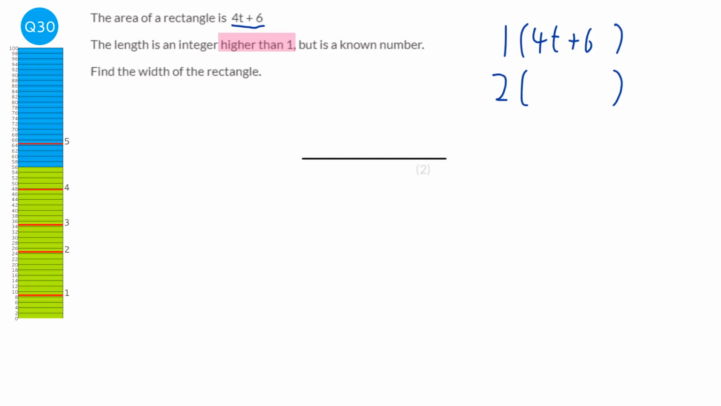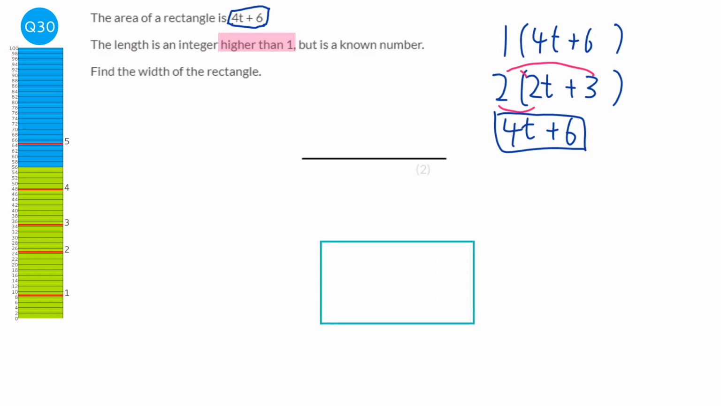2 times 2t is 4t, and 2 times 3 is 6. So what we can do is we can just check that out with smiles and rainbows. Put my times down there to remind me to times it. So 2 times 2t is 4t, 2 times 3 is 6. So that works because that is the same as this in the question. So we know that 2 times 2t plus 3 works. In fact, it's the only one that works with it being an integer.